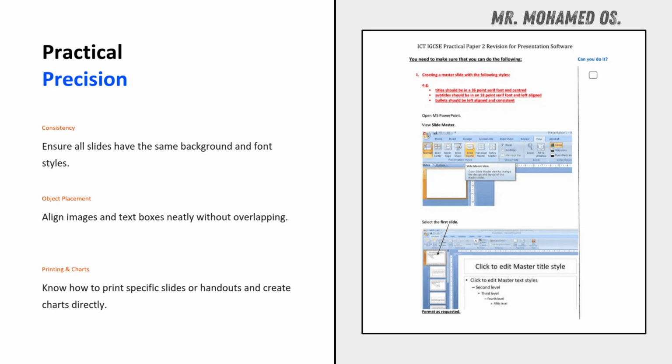You must use the master slide effectively to ensure every slide has the same background, the same font styles, and the same footer information. Another key area is object placement. This means aligning your images and text boxes neatly. Don't let things overlap or look messy. Use the alignment tools to make everything look professional.